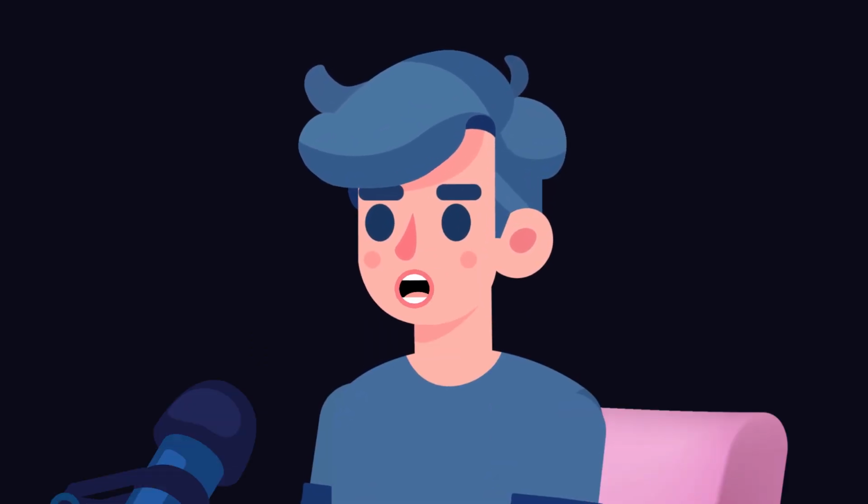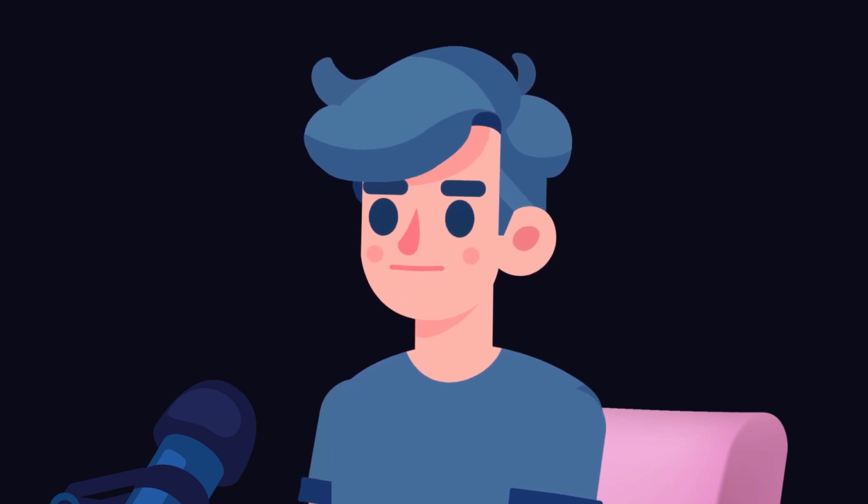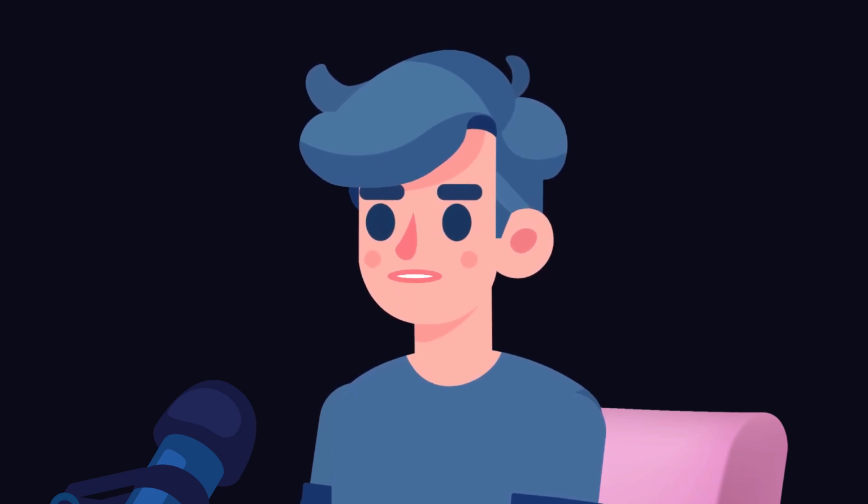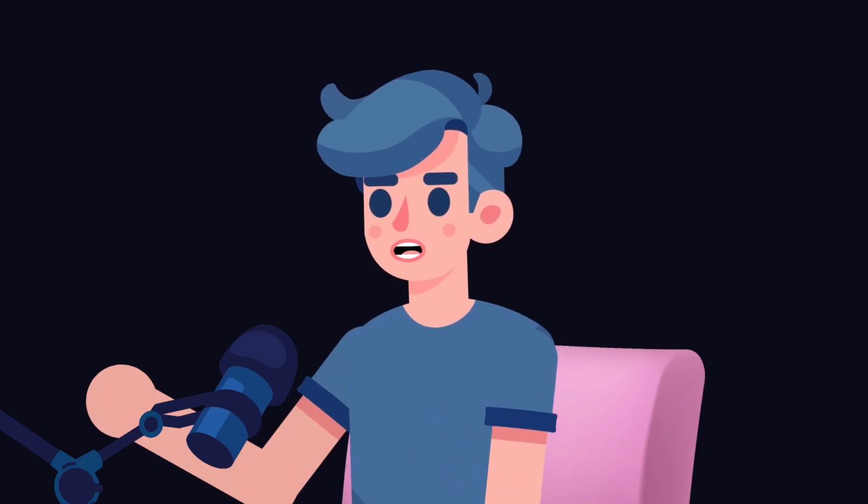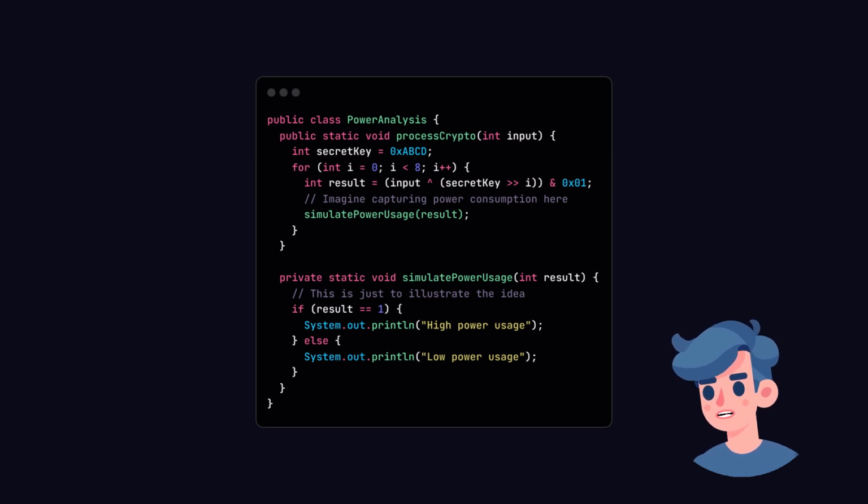To provide a more tangible example, let's discuss the concept of differential power analysis, DPA. In DPA, an attacker collects power traces during operations and statistically analyzes them. Let's consider a simple representation of how DPA could be conceptually implemented in Java. This is a simplified example to depict the idea rather than an actual implementation. In a real-world scenario, the power usage data would be collected and statistically analyzed, allowing the attacker to deduce the secret key by correlating power consumption with certain operations.